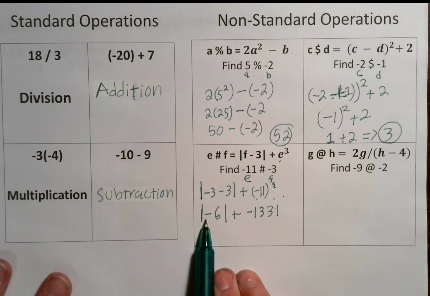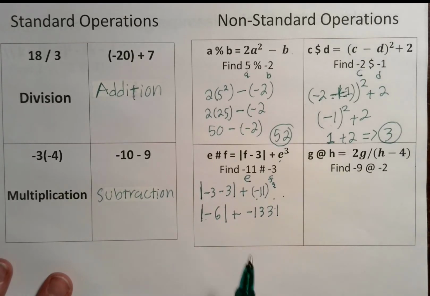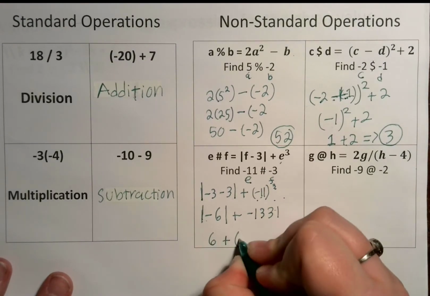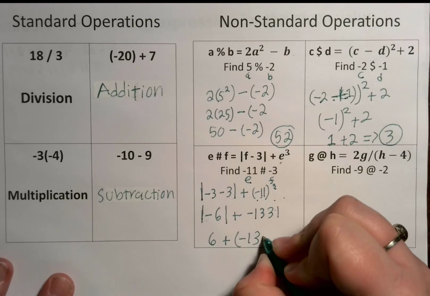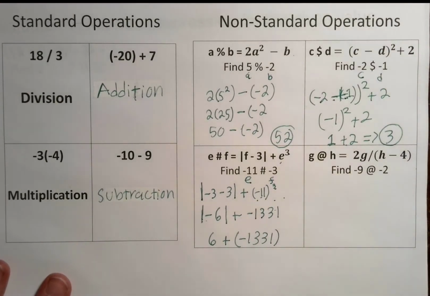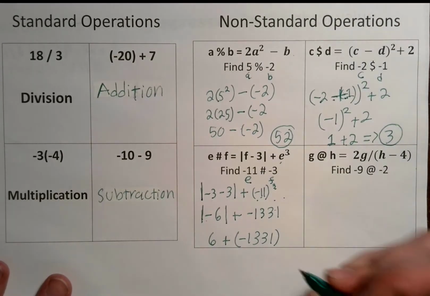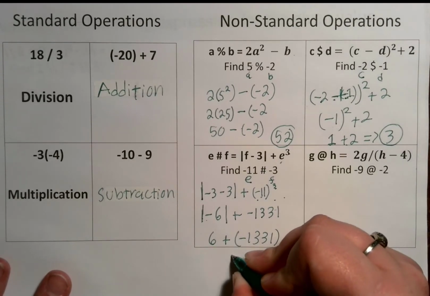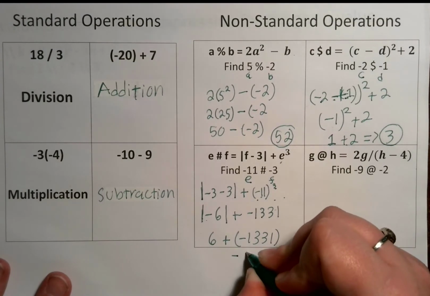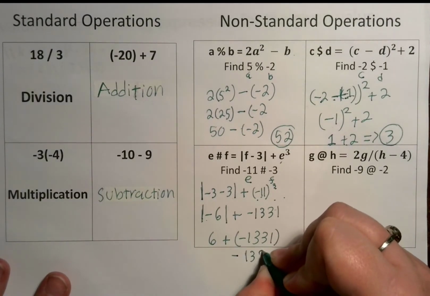Remember the absolute value is the distance from 0, and distance cannot be negative. So the absolute value of a negative 6 is a positive 6, plus our negative 1,331, which gives me negative 1,325.